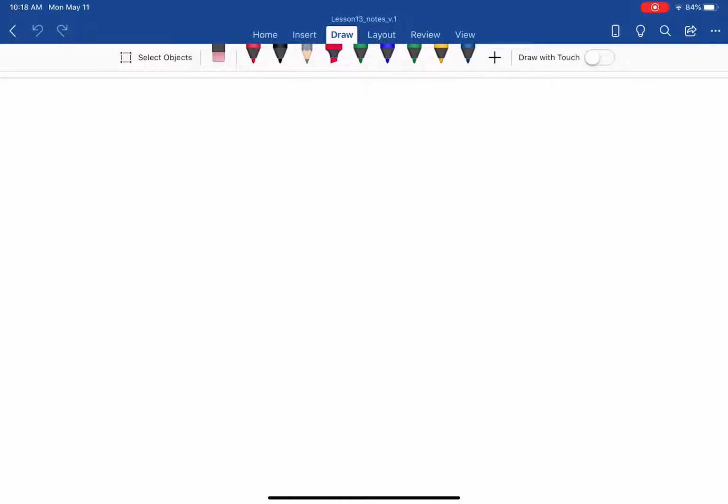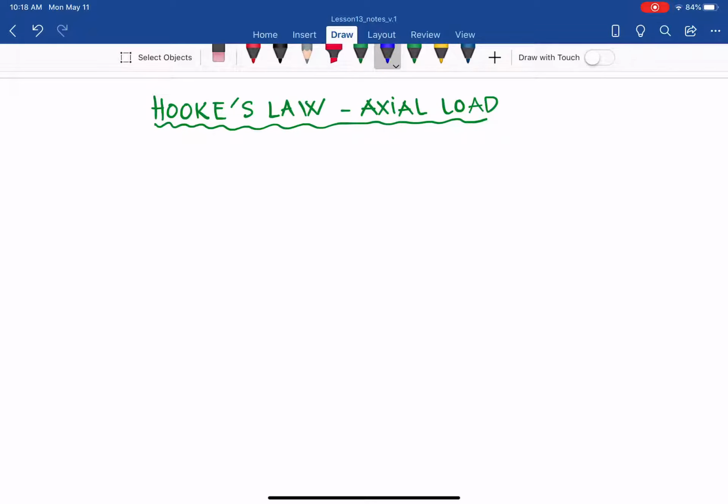Now go to Hooke's law, and we start with a review of Hooke's law that we discussed when we talked about the axial load in the very first class of this lesson, the first week. So let's talk about Hooke's law for axial load.